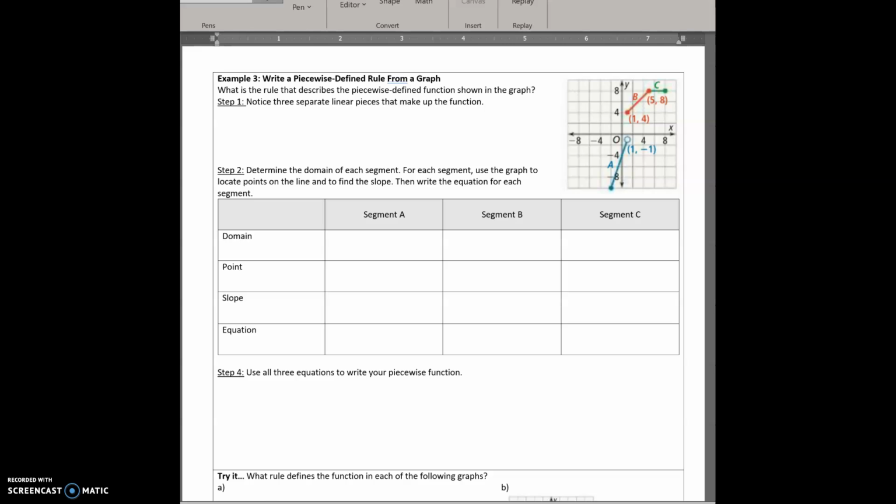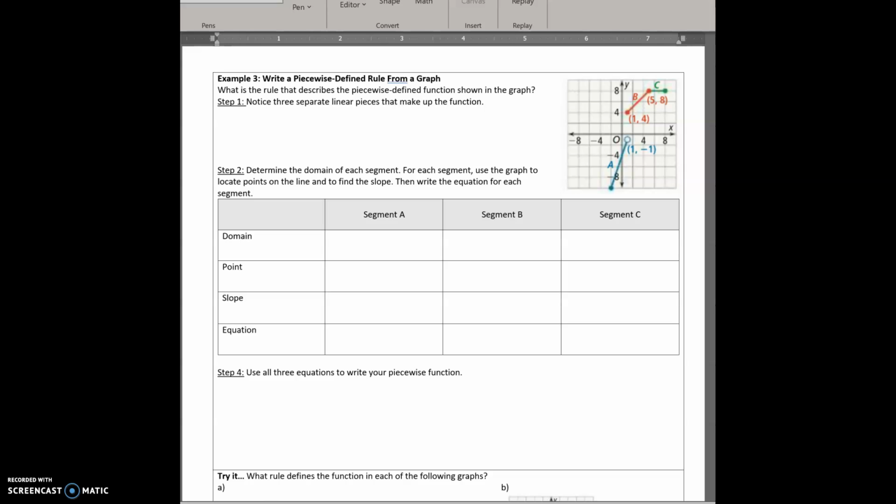So here we have a graph, and the first thing we are going to do is notice that there's 3 different segments. There's 3 different colors here, so it makes it a little bit easier to pick out that there's 3 different parts. And then we're going to take each segment and write down certain things for it. So segment A is blue, and we're going to write the domain for it.